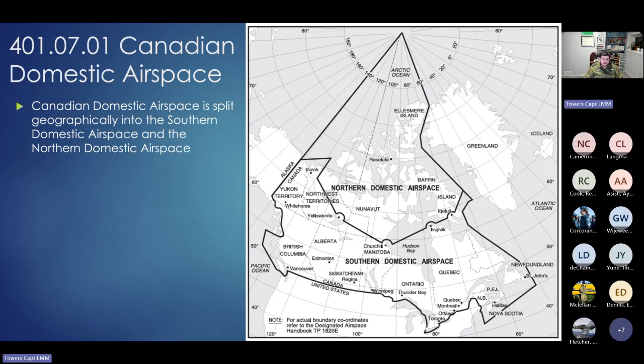Okay, so starting out with the Canadian domestic airspace. Canadian domestic airspace is split geographically into the southern domestic airspace and the northern domestic airspace. You can see that for all intents and purposes, any flying that you'll be doing in populated areas is going to be done in the southern domestic airspace. It's only when you get really far north that it starts to become the northern domestic airspace. But those definitions will be important as we get further along here.